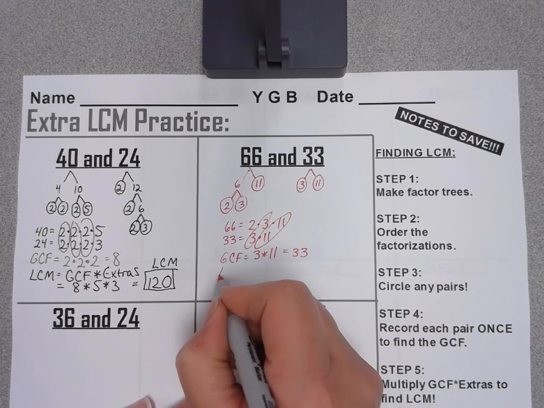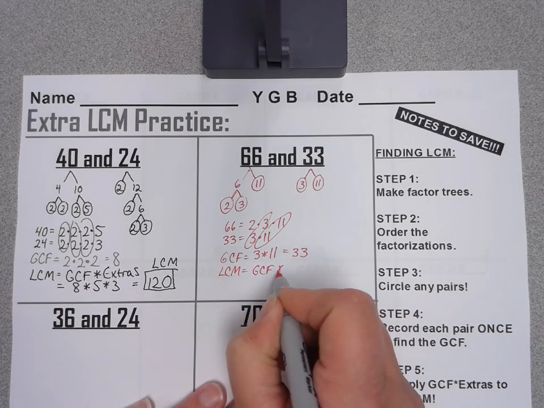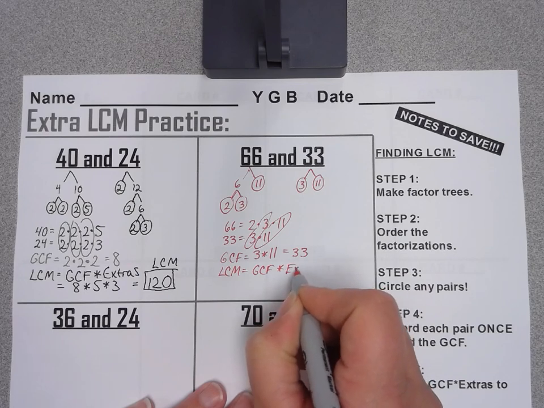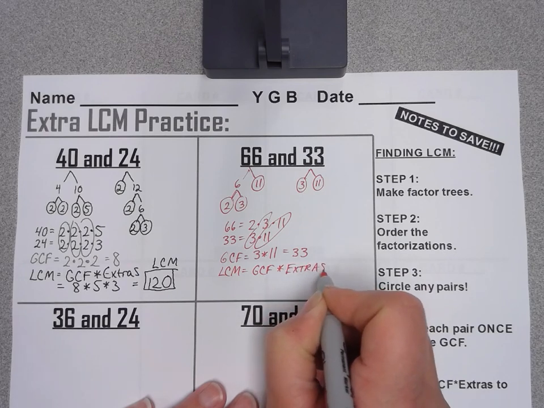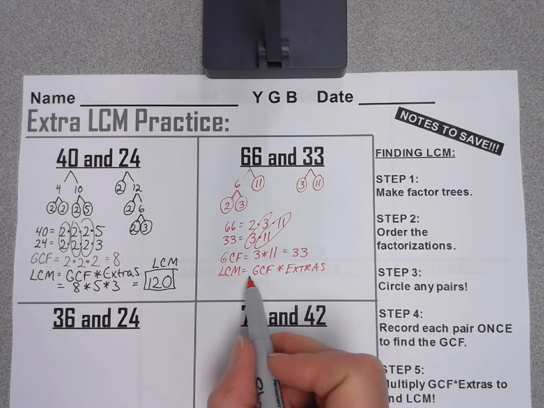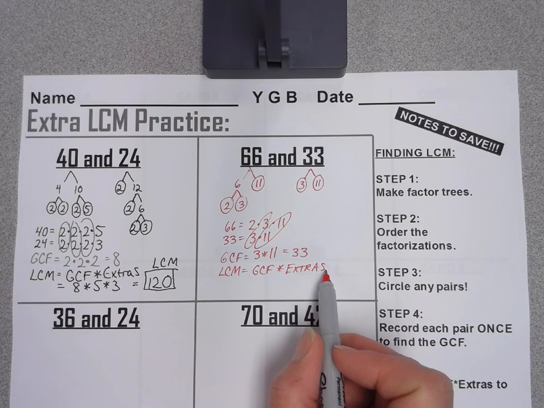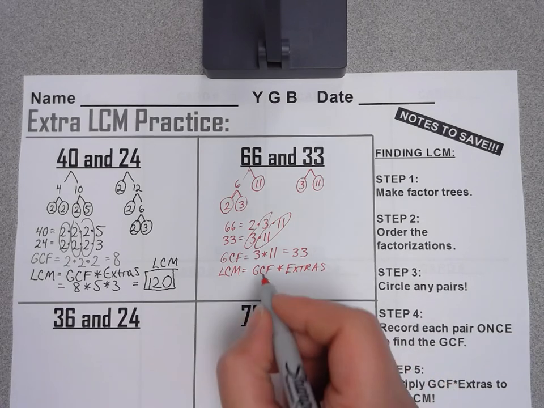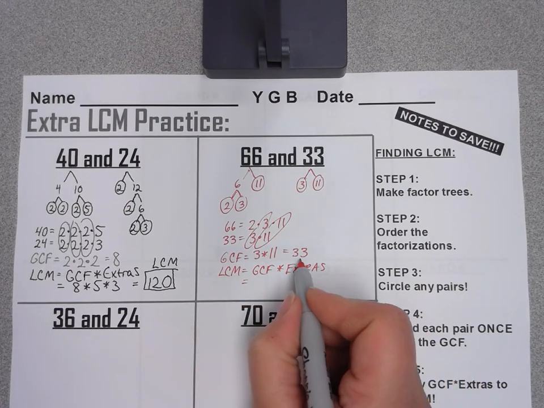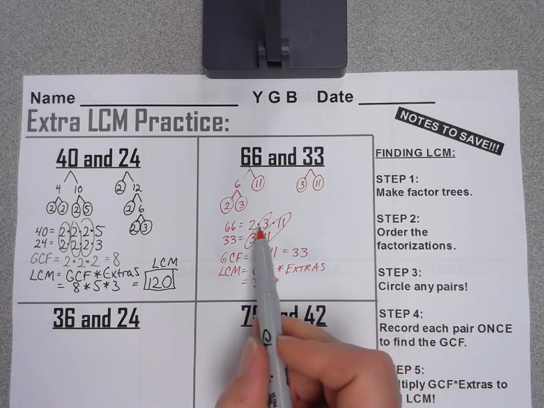So here I would say the LCM is really the same as the greatest common factor times any extras. And I always like to write this out so that I remember this step. So I take a minute and I write least common multiple is the same as the greatest common factor times its extras, meaning its extra factors in its factorization. So the GCF we found was 33. And the extras that I see would be sitting right up here.